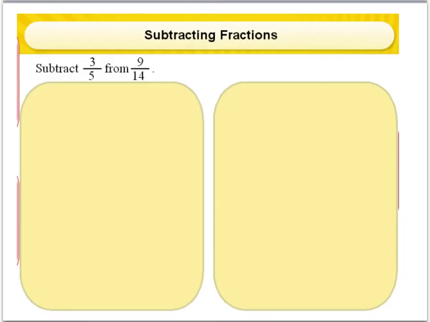Okay, so now we can move on to subtracting fractions. So we started off with the 3/5 and the 9/14. So we subtract 3/5 from 9/14. So we'd have 9 over 14, and we're taking away 3/5.